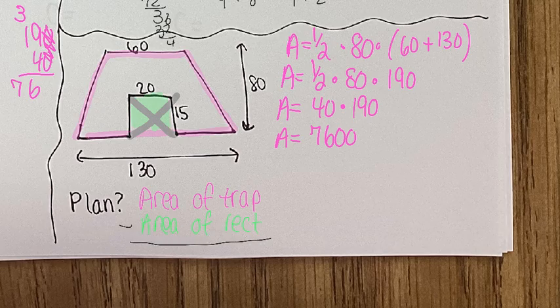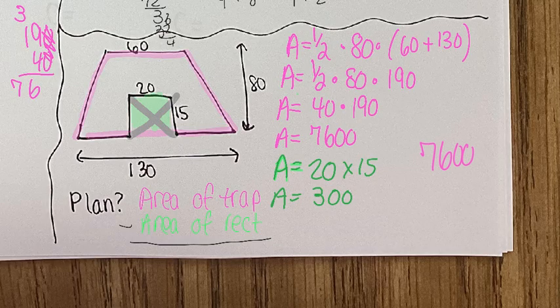Okay, now our game plan was to find the area of the green rectangle. Push pause on the video and try finding that by yourself. Length times width, 20 times 15. The answer is 300. Okay, then we told ourselves our plan was purple minus green. 7,600 minus 300 is 7,300. And inches, feet, centimeters, we're not sure. So units squared.